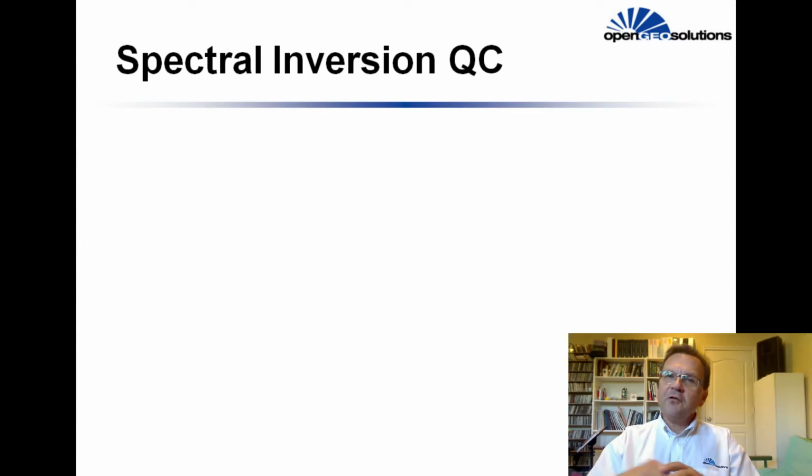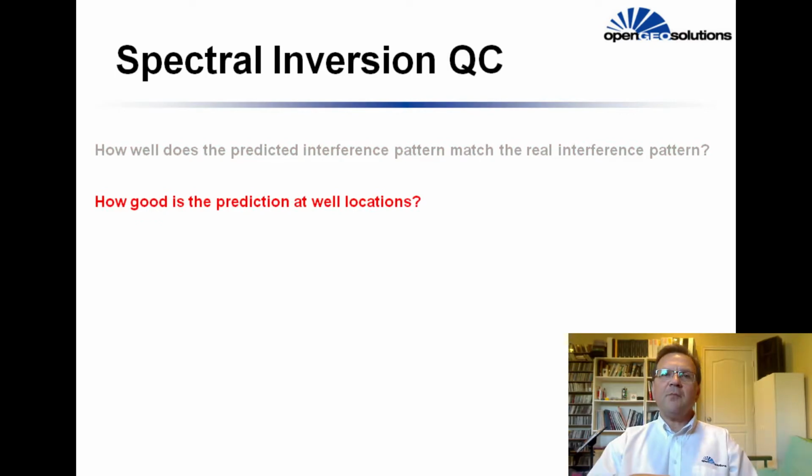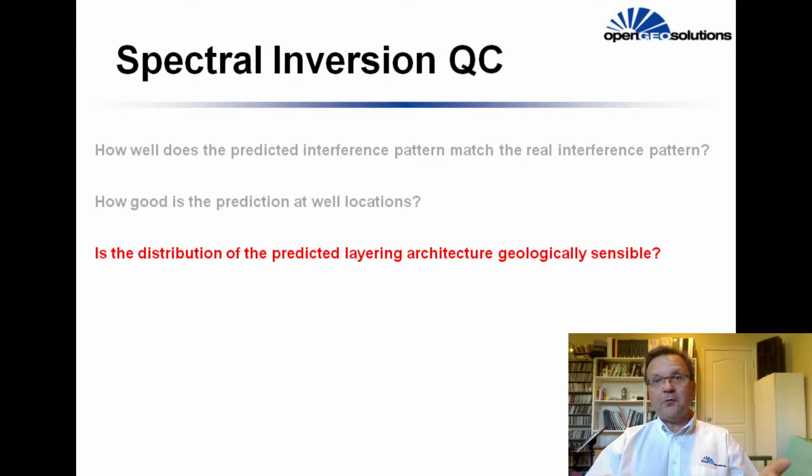There are a number of ways to QC spectral inversion results. These include how well does the predicted interference pattern match the real interference pattern that you started with? Do the solutions match the layering seen at the well locations? When you look away from the well locations, is the 3D distribution or architecture of the predicted layering geologically sensible?